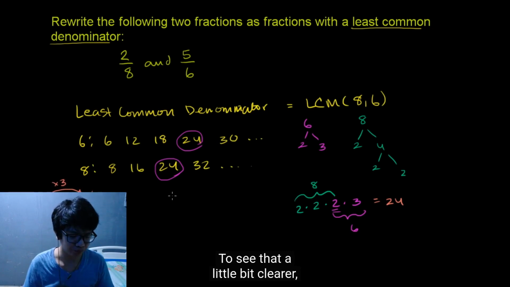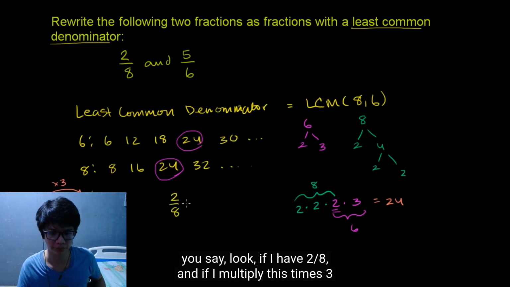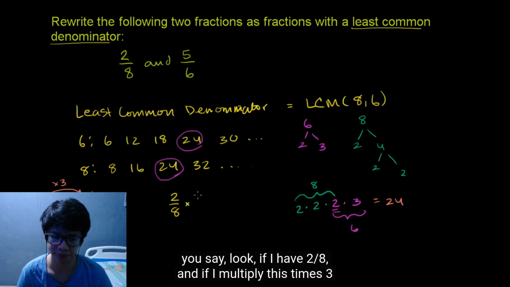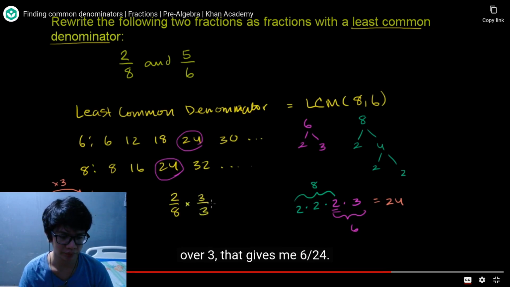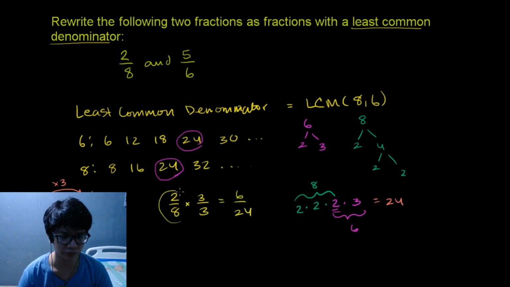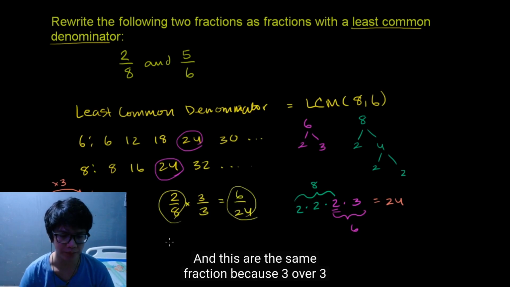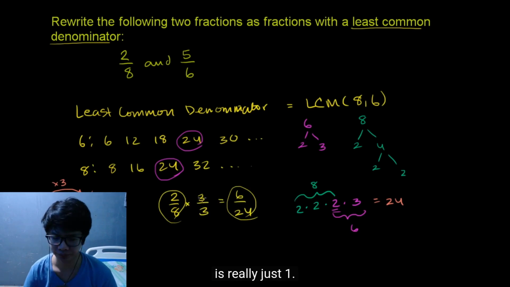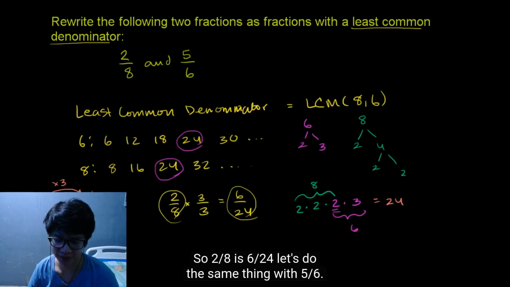To see that a little bit clearer, if I have 2 eighths, and I multiply this times 3 over 3, that gives me 6 over 24. And these are the same fraction because 3 over 3 is really just 1. It's 1 whole. So 2 eighths is 6 24ths.